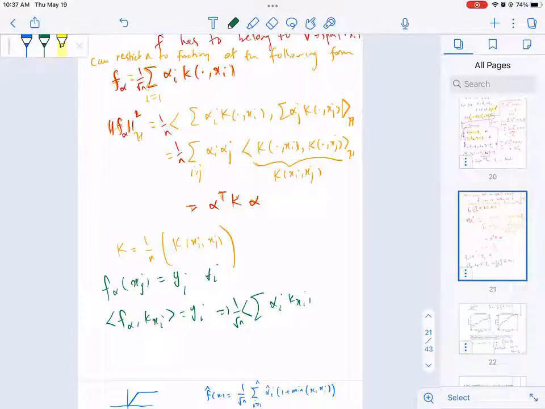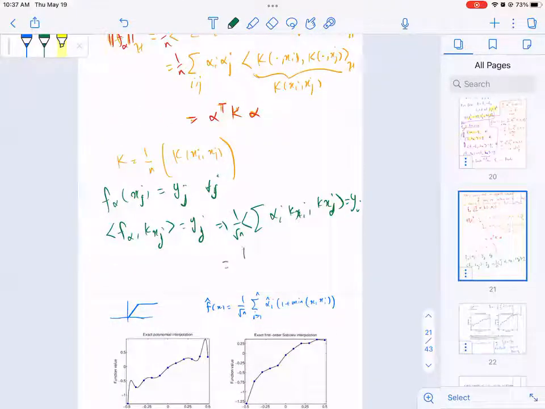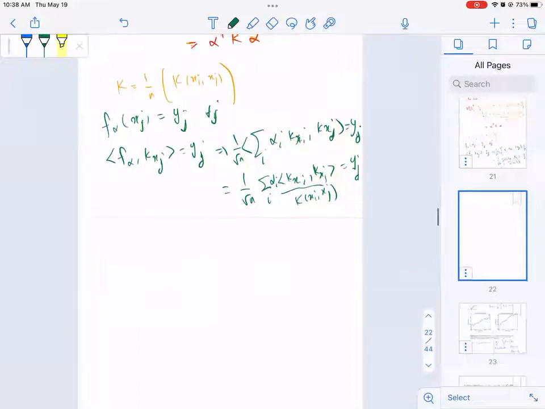Let's say j, inner product of k(x_i) and k(x_j). This is equal to y_i, right? So this is going to be 1 over root n, summation over j, inner product of k(x_i) and k(x_j), alpha_j. So this is K(x_i, x_j), right? This is alpha_j, right? So what do I get? Let me rewrite this cleanly. This is alpha_j K(x_i, x_j). I'm going to divide by n and then multiply both sides by 1 over root n. Basically, I get y_i divided by root n, i from 1 to n, right?